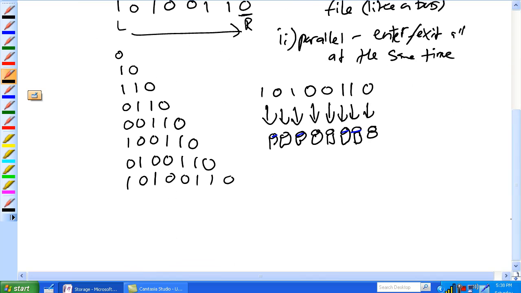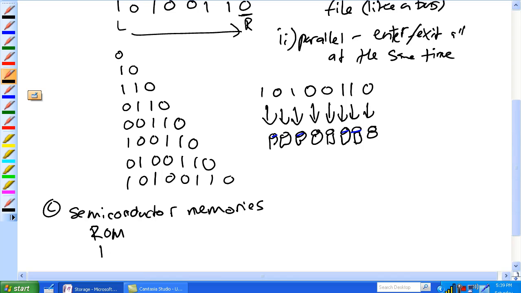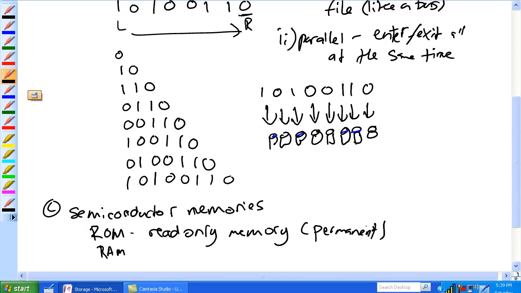Okay, let's talk about C, semiconductor memories, of which there are two types, ROM and RAM. We'll get into this a little bit more in some later chapters. ROM is read only, relatively permanent. RAM is random access memory.